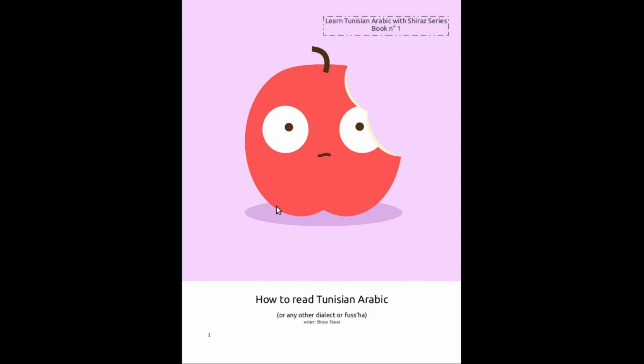It's a small one. So if you actually follow me here, you will be able not only to read Tunisian Arabic, but also any other dialect of Arabic, and also Fusha, so it's like 3 in 1 because they are basically the same thing. Okay, so let's start.